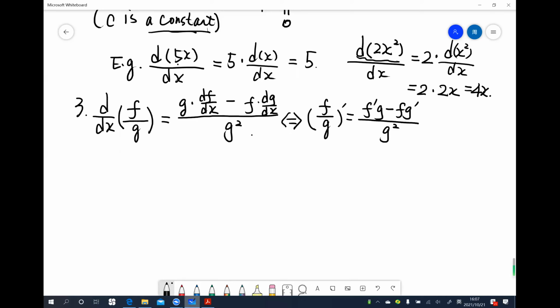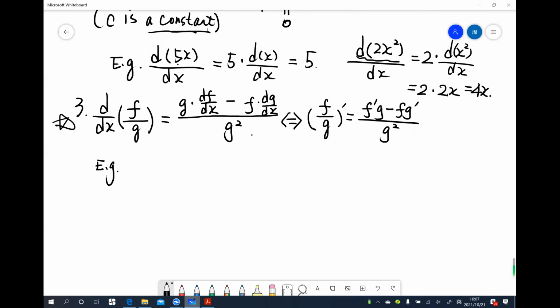So you have to spend more time to recite this quotient rule. Here I will give you an example. Okay, what is your question? After the example, then ask my question. Okay, I'll give you an example here.